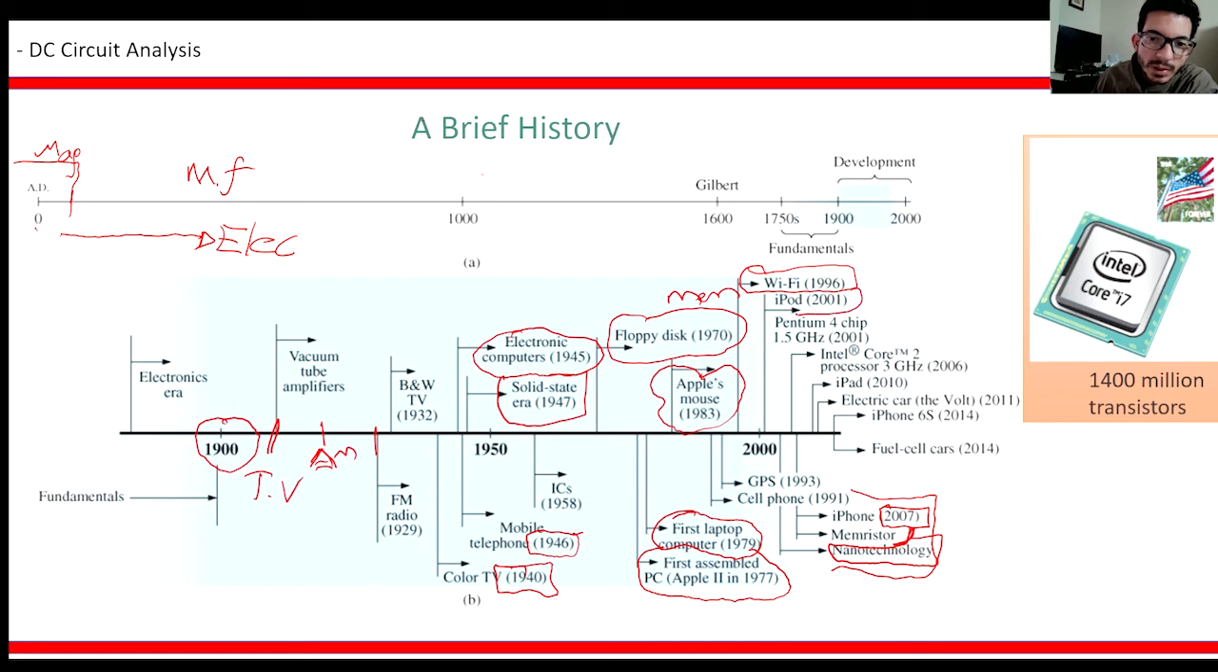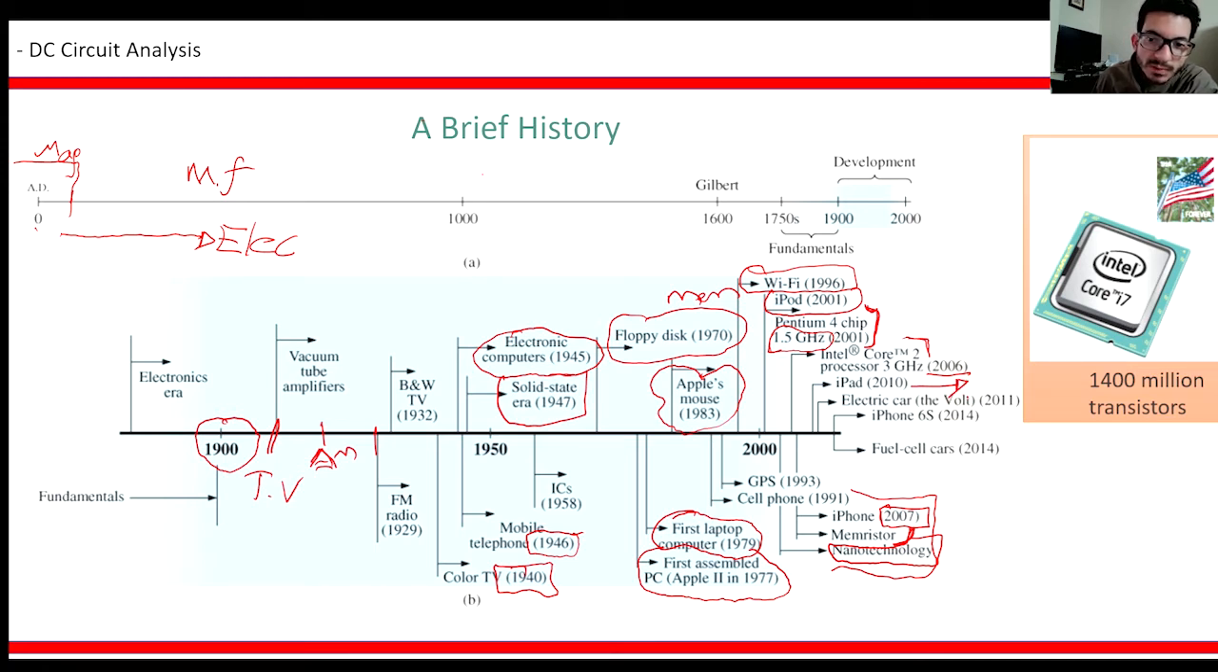iPod is in 2001. The Pentium 4 chip shows up in 2001, and it has 1.5 gigahertz, which is huge speed back then. Then we have the Intel Core 2. Right now they have the Core 7. It has 3 gigahertz, and this was 2006. iPad came out in 2010.